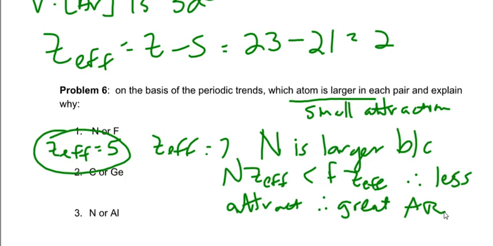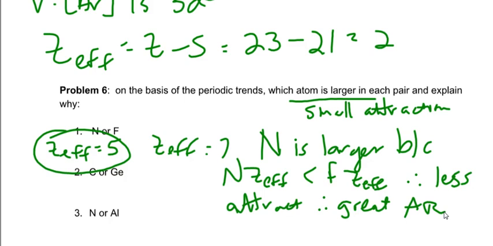5 is less than 7. Therefore, you have less attraction. Therefore, you have greater atomic radius. Think about that. Now, nitrogen and fluorine are in the same period. So you talk about effective nuclear charge when they're in the same period, because if things are in the same period, that's going across, right? You're going to have a different number of valence electrons, you're going to have a different effective nuclear charge.